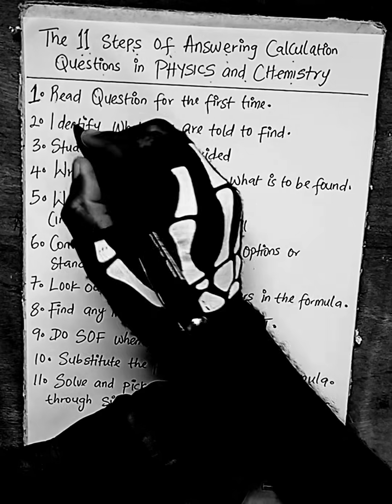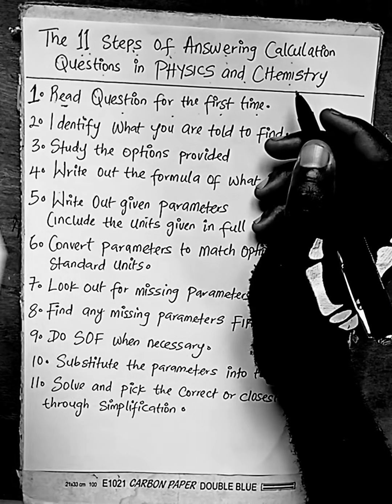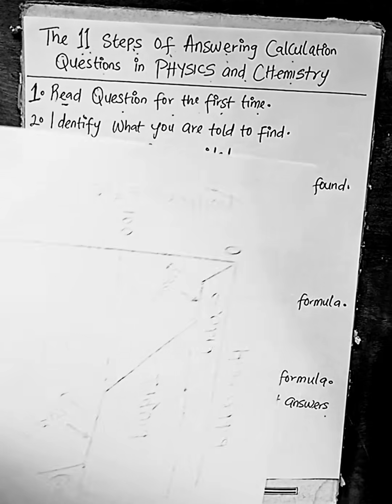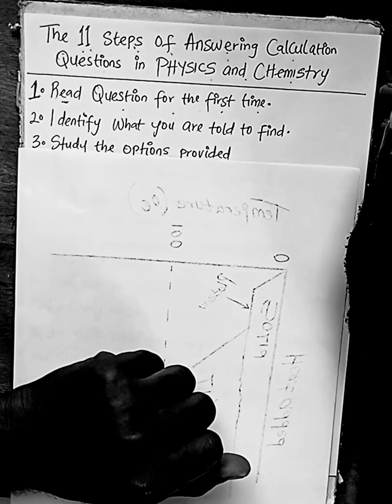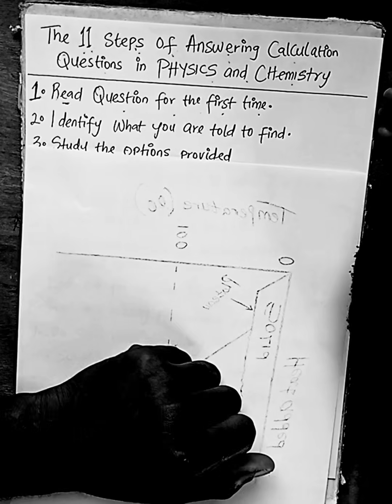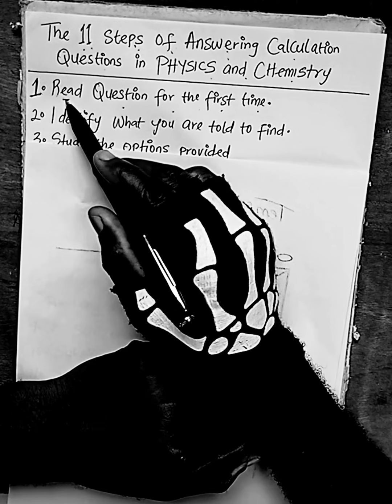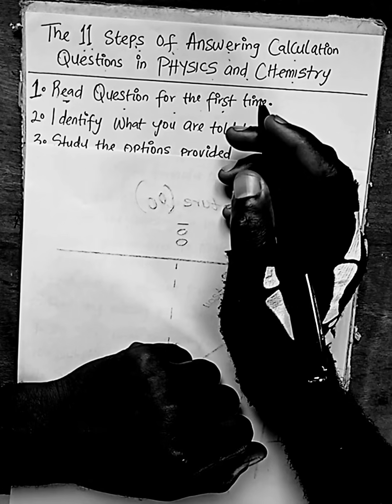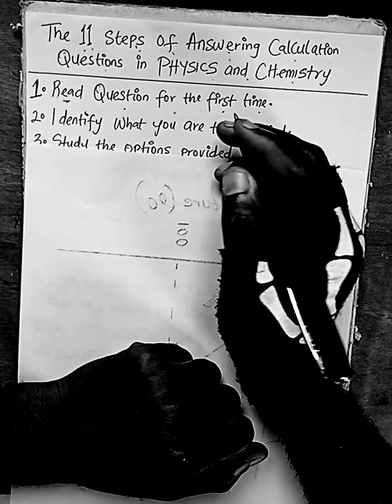The first step says read the question for the first time. So you are reading the question given to you for the first time. As you are reading the question for the first time, what are you looking out for? You are looking out for what they want you to do. That's your motive of reading the question the first time. You usually read the question the first time very fast, to find out what you were told to do in the question.